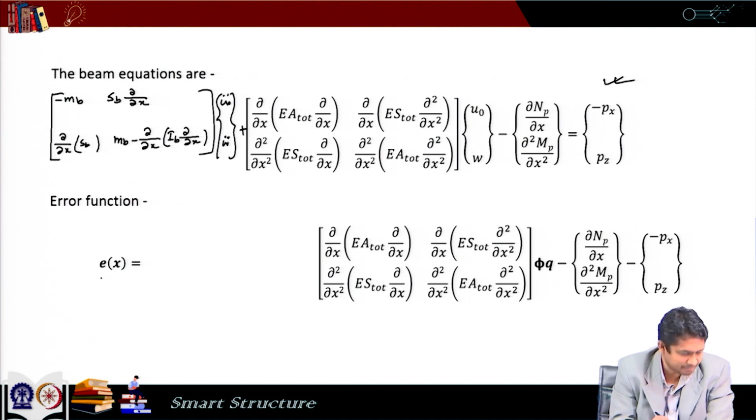Similarly, we can define the error function. If you want to define the error, again this is the error that was there when we were solving the static problem. Now, the problem has changed. So, we have to add more terms to the error, and the error is this.